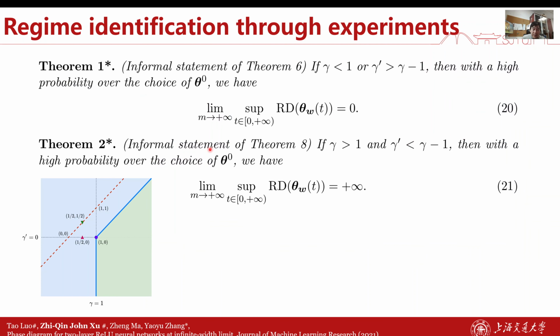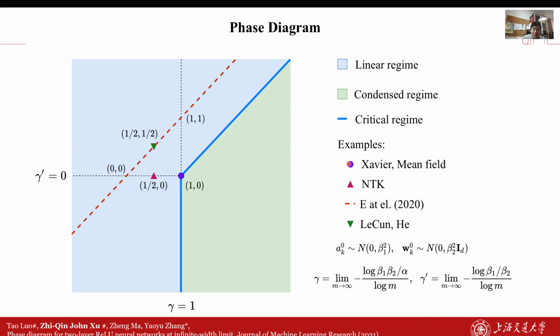To be more specific, we can have a rigorous study to show that in this regime, the relative distance will go to zero as the network width goes to infinity. And for the other regime, it will go to infinity. So it will be very nonlinear. And we can also see that Xavier, mean field, and decay are all at different points of this phase diagram.